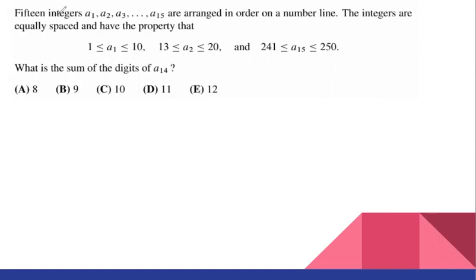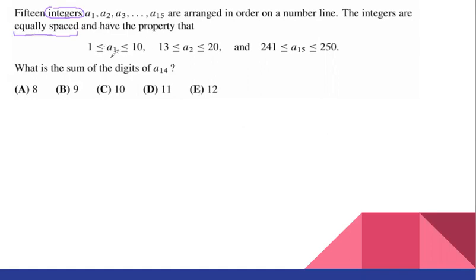So we have 15 integers. As soon as I see integer, I will actually circle that guy. And we are told they are arranged in order on a number line. Okay, the integers are equally spaced, which I hope reminds you of an arithmetic sequence.